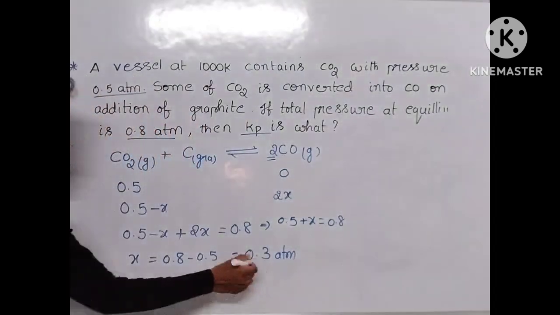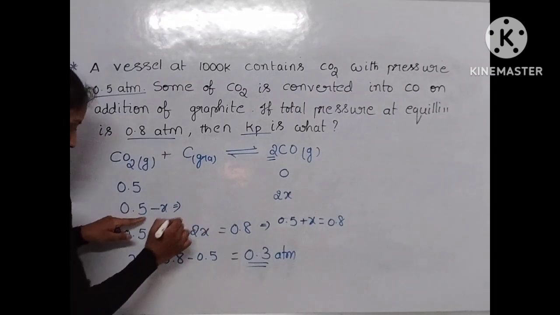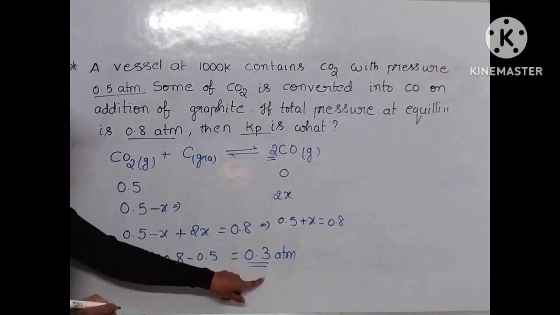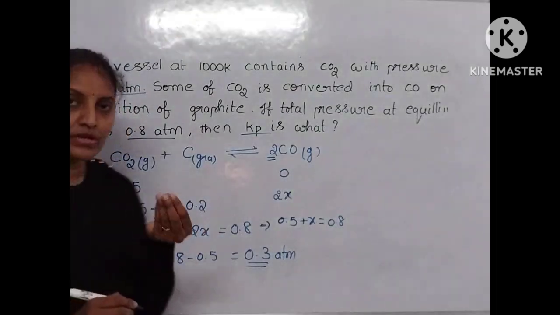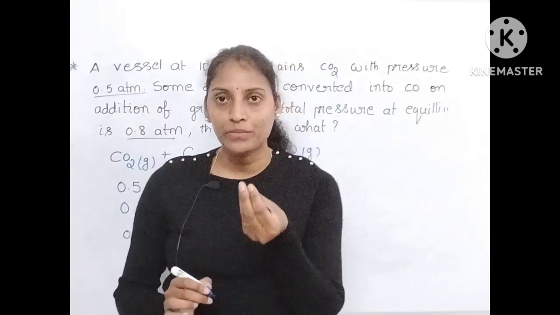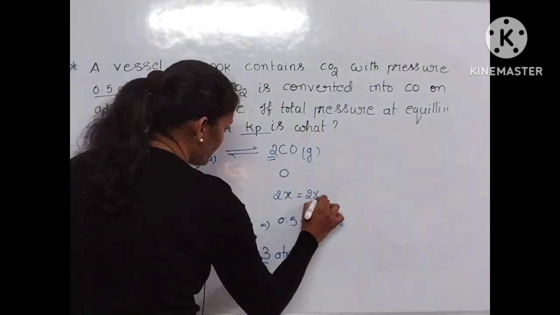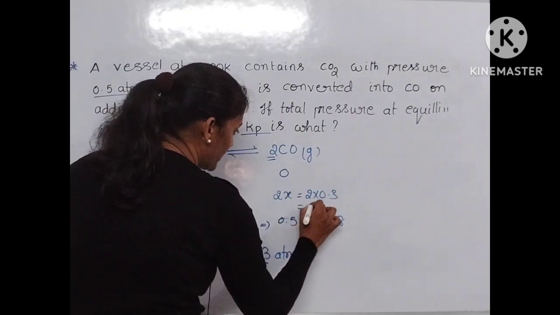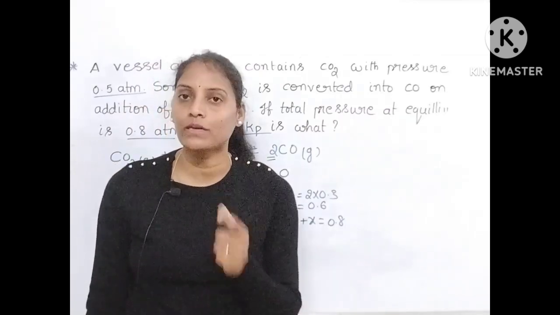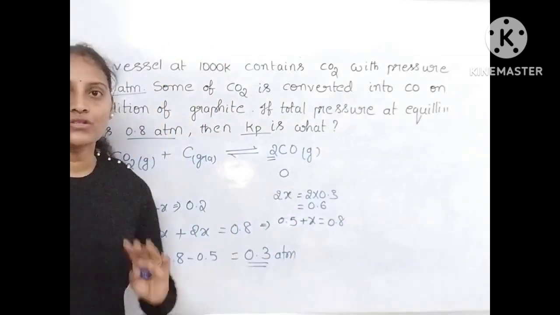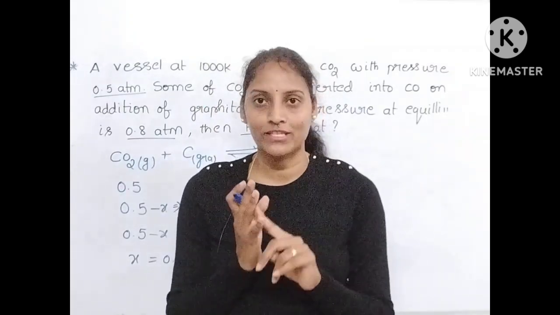So then you can substitute this x value here in this one. So then you will get 0.5 minus 0.3, so it would become 0.2. That means the pressure of CO2 at equilibrium will be 0.2. Then here if you substitute 2 into 0.3, it would become 0.6. That means the pressure of carbon monoxide at equilibrium is 0.6. So then you have the pressures at equilibrium for CO2 and CO.